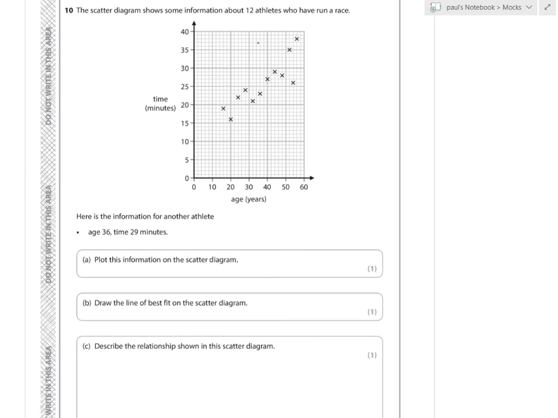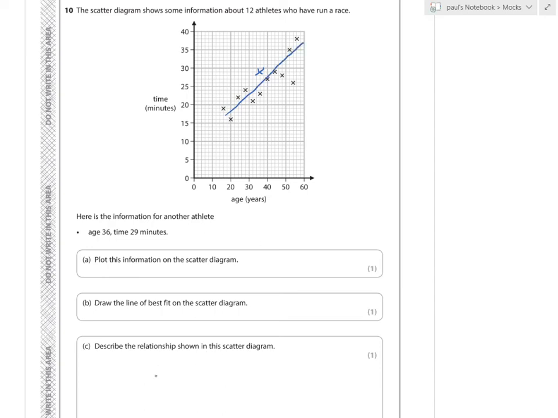The scatter diagram shows some information about 12 athletes. Here is the information for another athlete, age 36, time 29. Plot this on that. 36, and the time is 29, so it's there. Draw the line of best fit. These are a bit of an outlier there, so let's come up there.